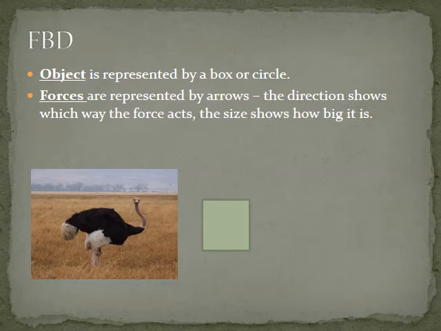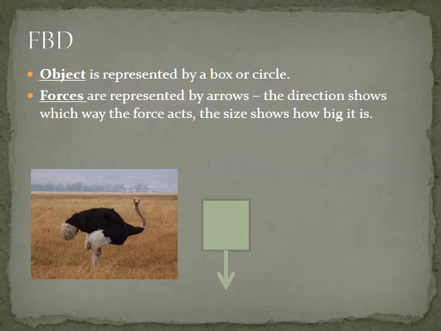The next thing you add to your free body diagram are the forces. In a free body diagram, the forces are represented by arrows. The direction of the arrow is showing which direction the force is acting, and the size of the arrow, how long the arrow is, shows whether the force is a large force or a small force.